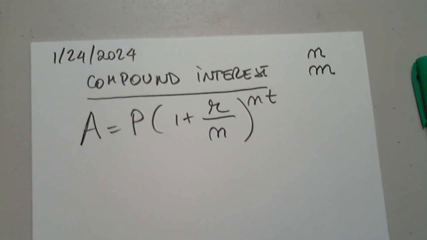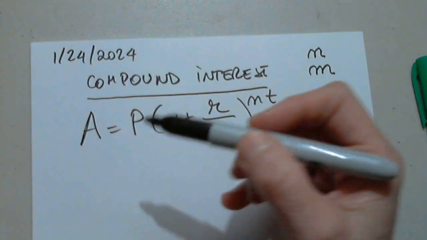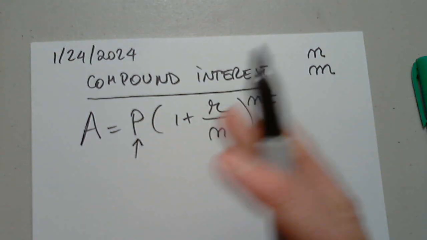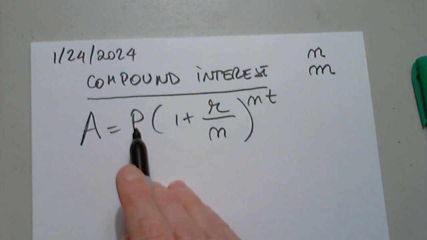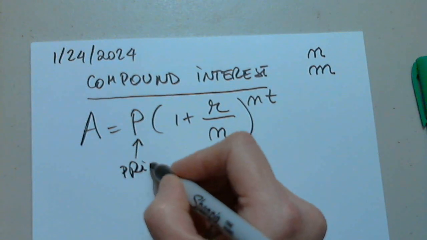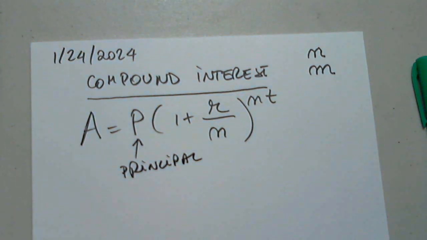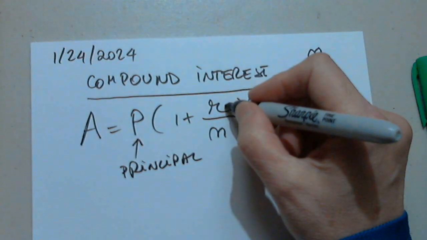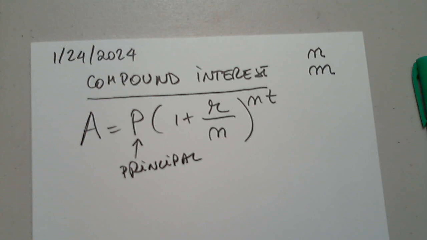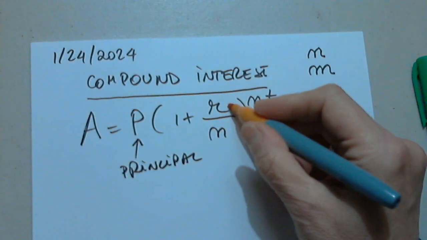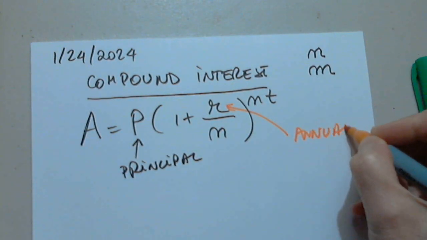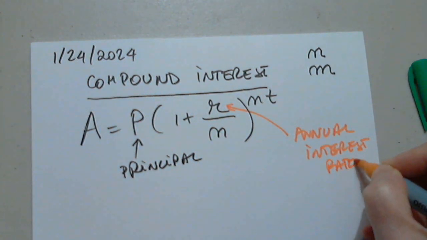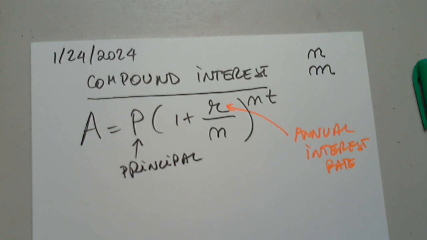So what is all this? Let's suppose we deposit a certain amount of money or borrow a certain amount of money. So let's say we deposit, this is the principal P. It's the amount of money we deposited into an account. This R is the annual interest rate. T is time in years.